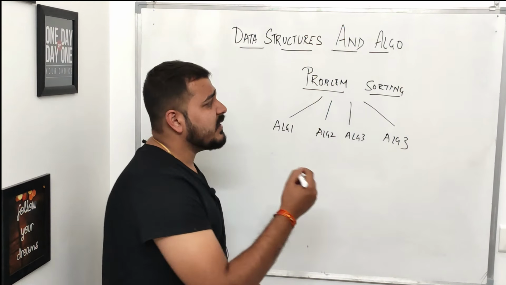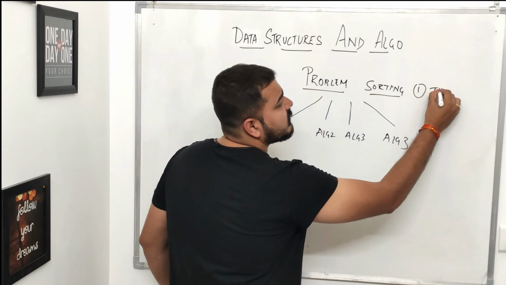Now, for deciding, we basically have two important things. One is time constraint.